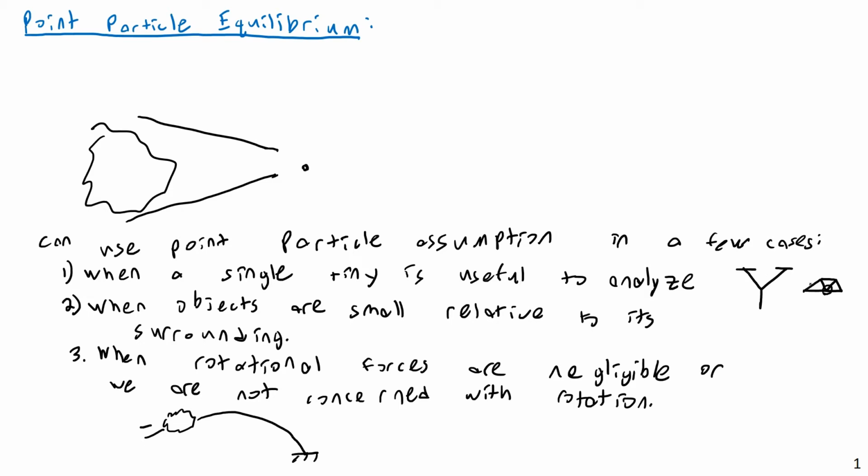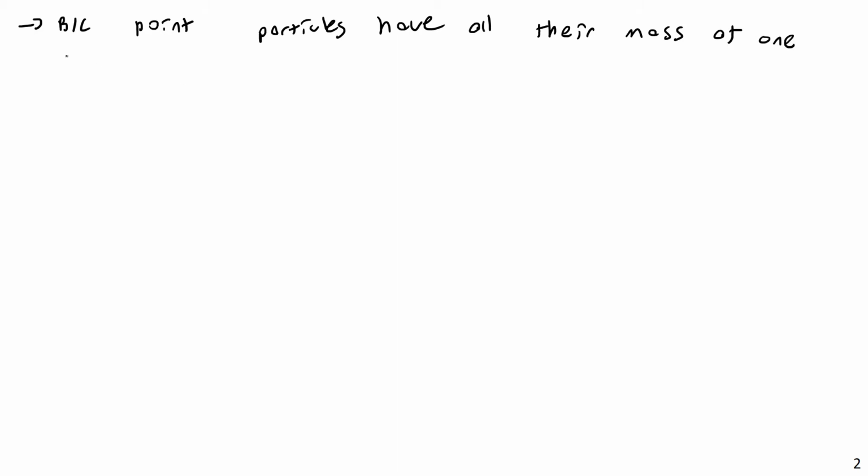But where we're going to use this most often in statics is cases more like the first case here, when a single tiny point is useful to analyze. And again, the key distinction between rigid bodies and point particles is that rigid bodies have important, non-negligible dimensions, while point particles do not. Because point particles have all their mass modeled at one location, we can neglect rotation and rotational forces applied to them. Rotation and thus rotational forces are neglected. And this is the big one.